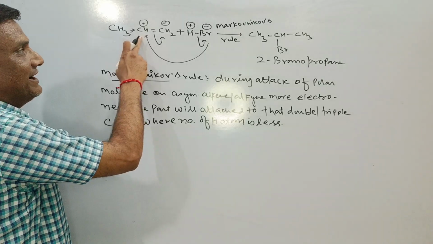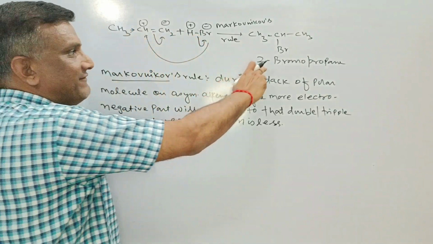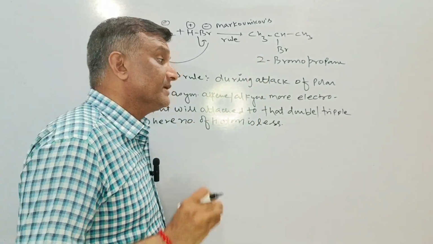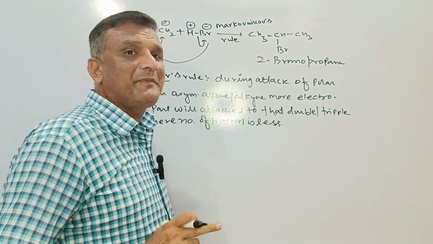So here is one hydrogen, here are two hydrogens, so the more electronegative part, Br, will attack over here, and that's why we have the formation of 2-bromopropane. This is the most important to know: why here will be the formation of 2-bromopropane.